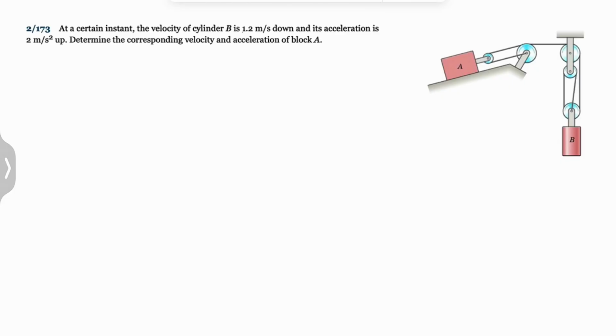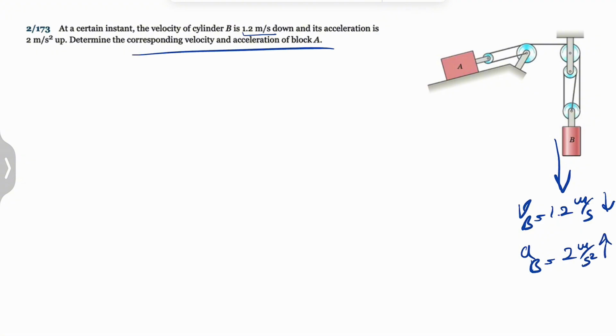We're going to be solving another question from the second chapter of Dynamics by Meriam, and we have the system right here. At a certain instant, the velocity of cylinder B is 1.2 meter per second down, and its acceleration is 2 meter per second squared up. So we need to determine the corresponding velocity and acceleration of block A.